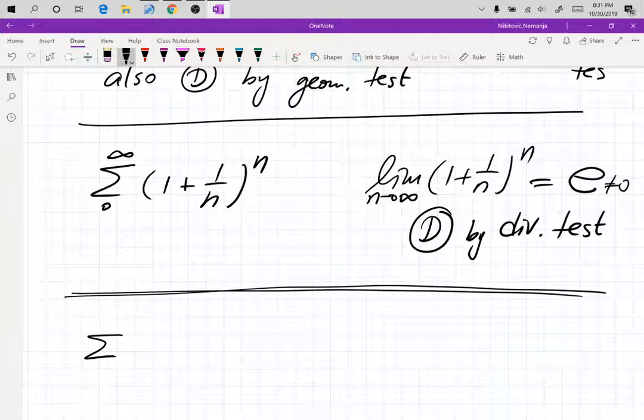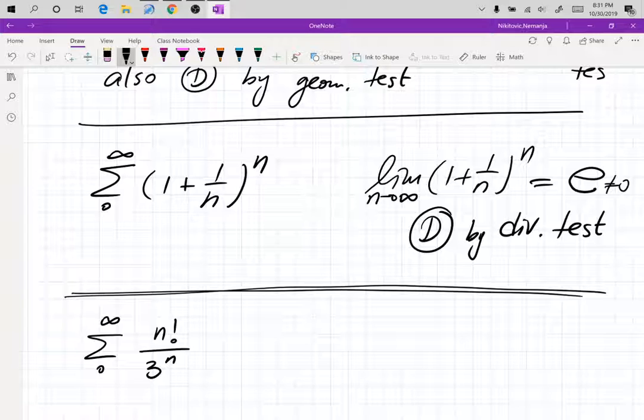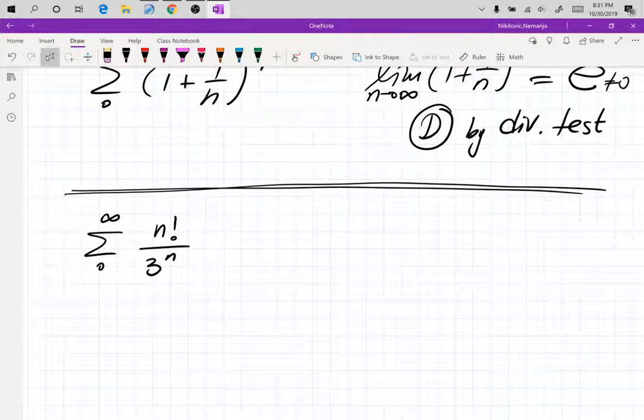Summation of n factorial divided by 3 to the n, 0 to infinity. We don't know how to take the limit of n factorial, but we know something else that I mentioned last class at the end.